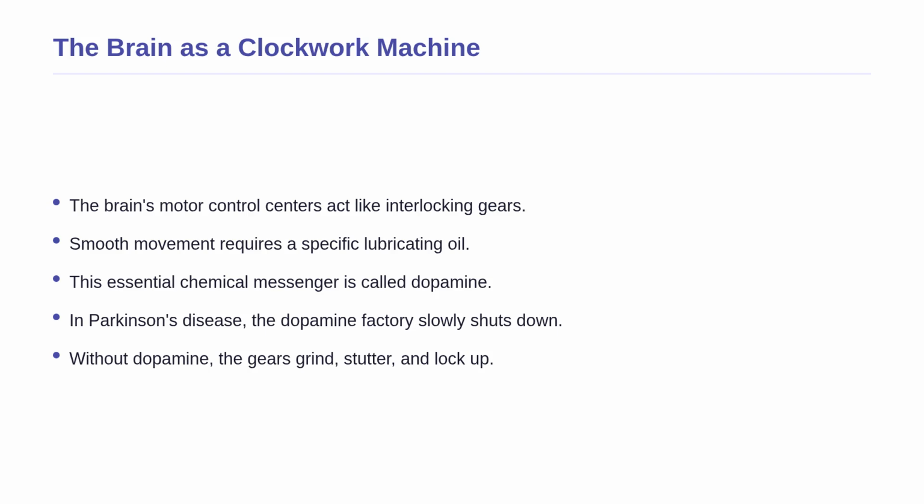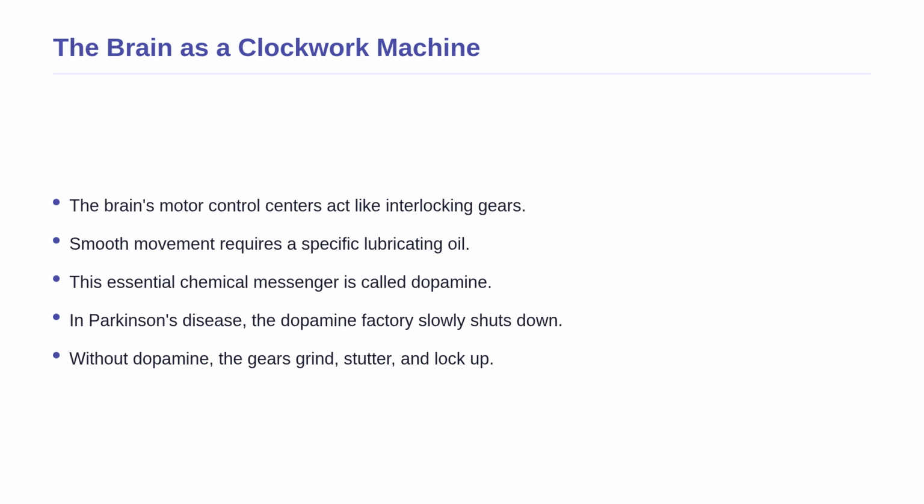Now that we have introduced our topic, let us start by imagining the brain as a complex, beautiful clockwork machine. For the thousands of interlocking gears in this machine to turn smoothly and keep perfect time, they need a very specific type of lubricating oil. In your brain, these gears are the motor control centers that help you walk, reach, and move effortlessly. The oil that keeps them running is a chemical messenger called dopamine.